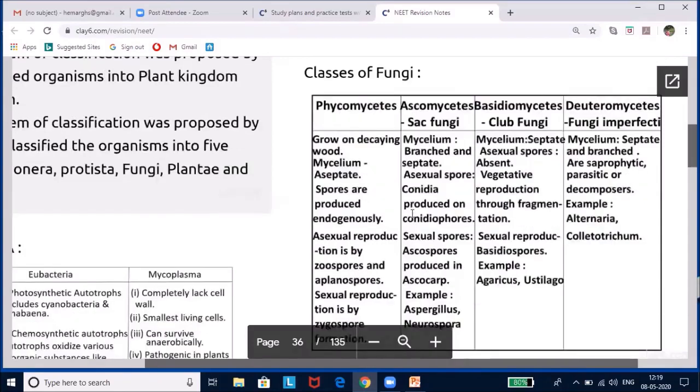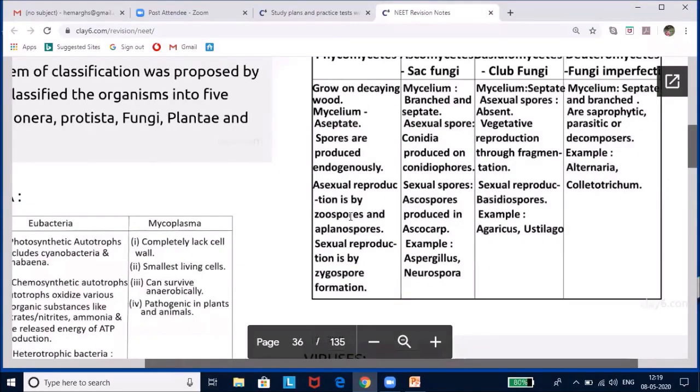Now, Ascomycetes, also known as sac fungi. Here the mycelium is multicellular, but yeast is an exception. It is unicellular in nature. It is saprophytic, decomposers, parasitic, or coprophilous. Coprophilous means living on cow dung. Mycelium is branched and septate. They reproduce asexually through conidiospores. Sexual spores are ascospores. Examples are Aspergillus, Penicillium, Neurospora, Claviceps, etc.